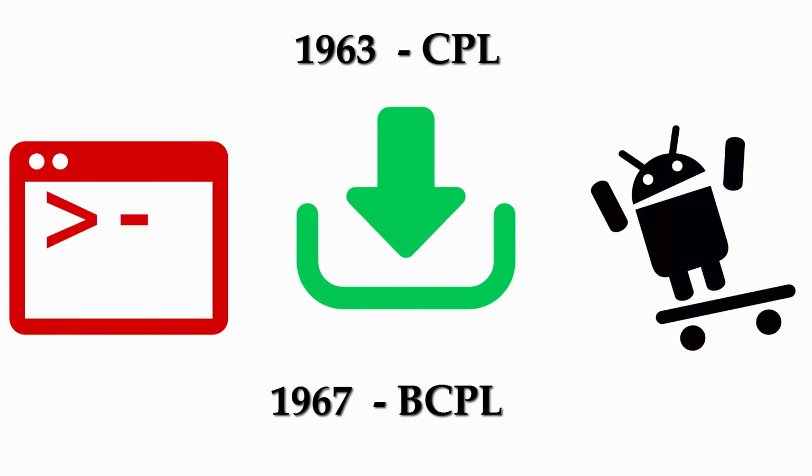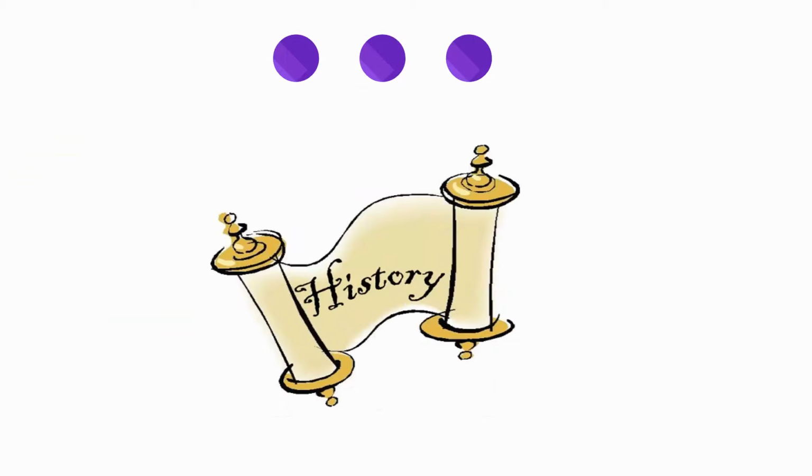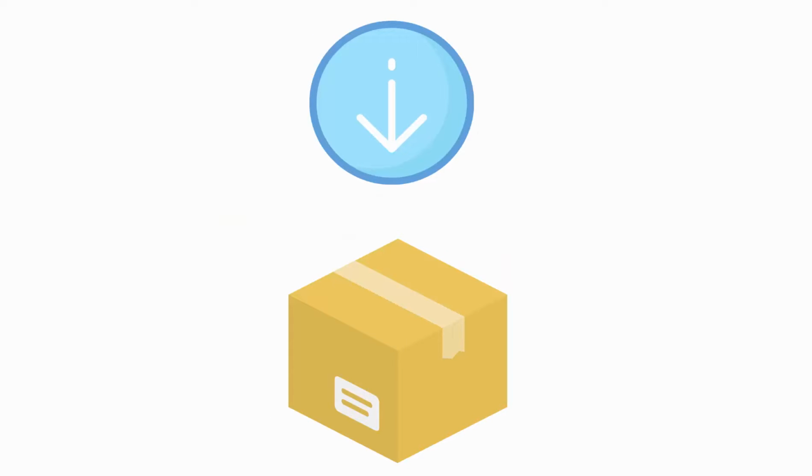Then in 1963, CPL, that is Combined Programming Language, came, and by extending some features of CPL, BCPL, that is Basic Combined Programming Language, came, which is used for writing system software. If you want to read more on the history of the programming language, then follow the link given below in the description box.